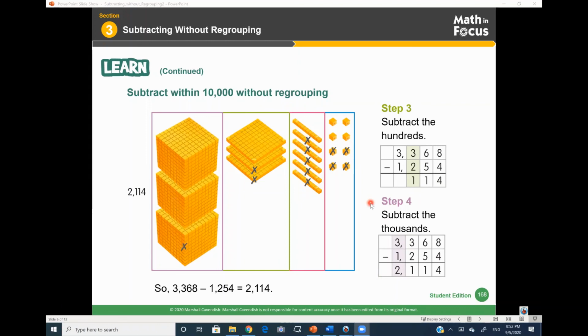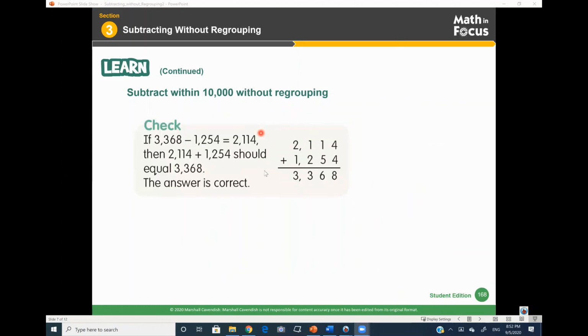And remember too, that to prove your answer, you have to add the subtrahend and the difference, which are the two parts, to find the whole. And when you find the addition and you have the whole, make sure it's the same as the minuend, and if they are the same, that means your answer is right.